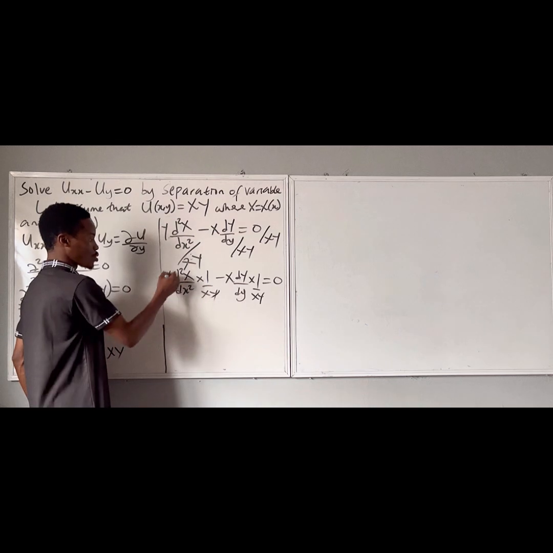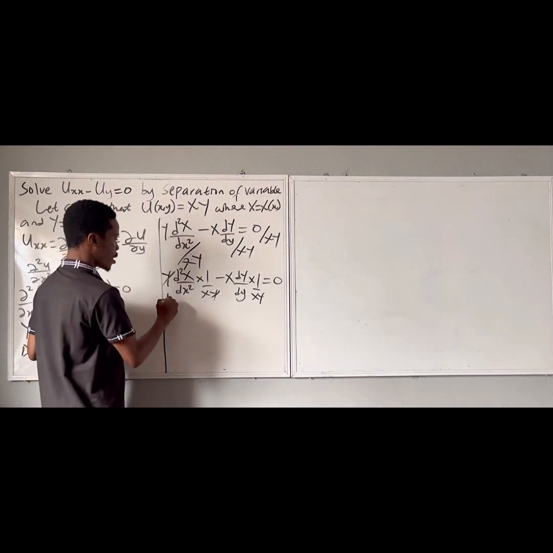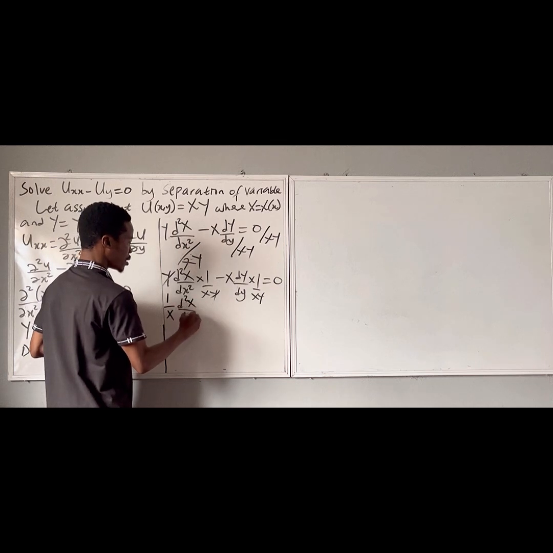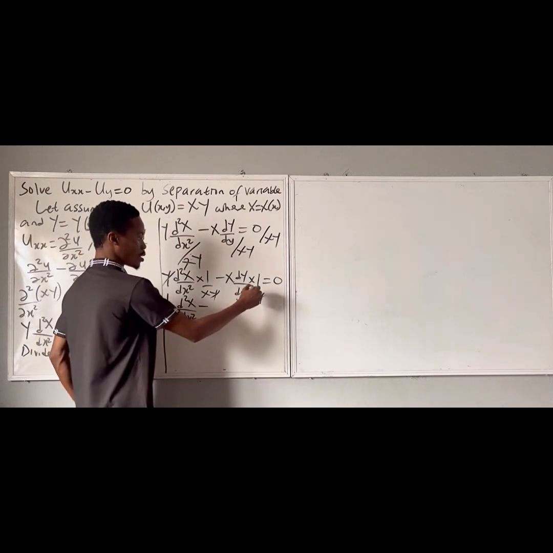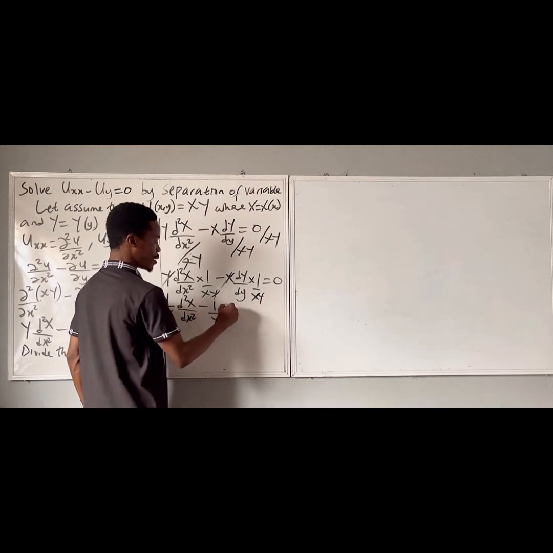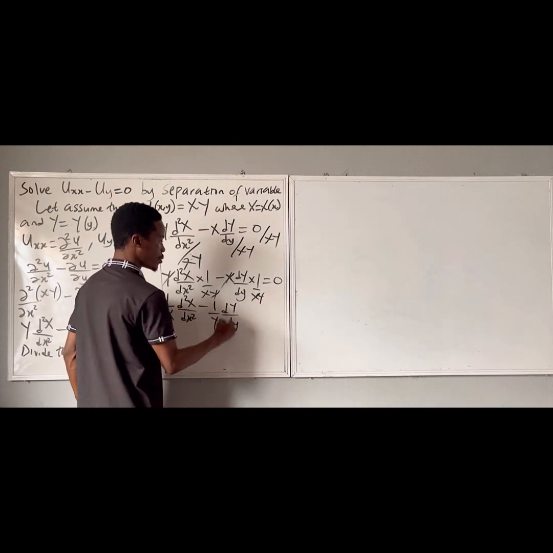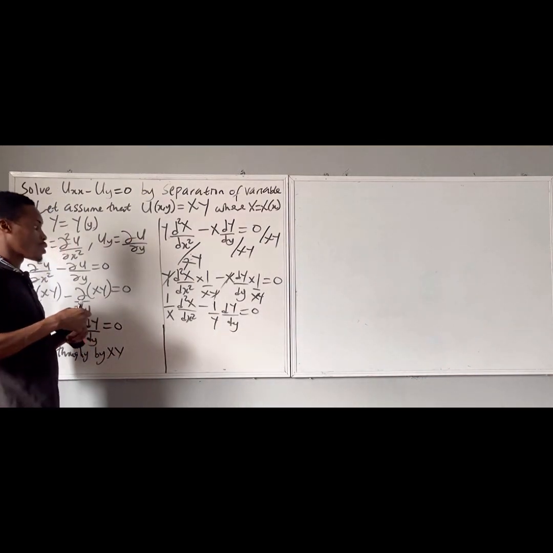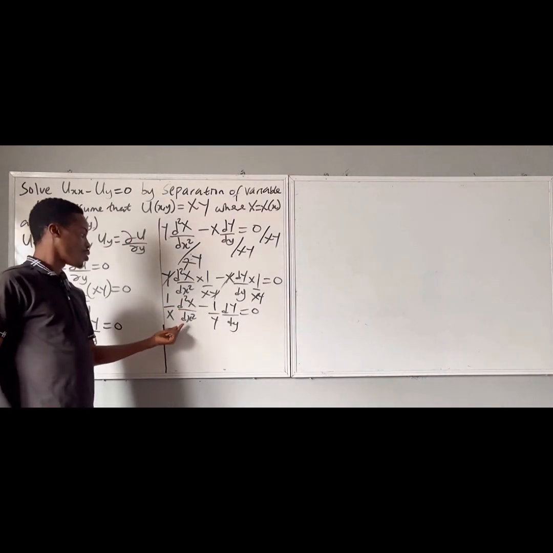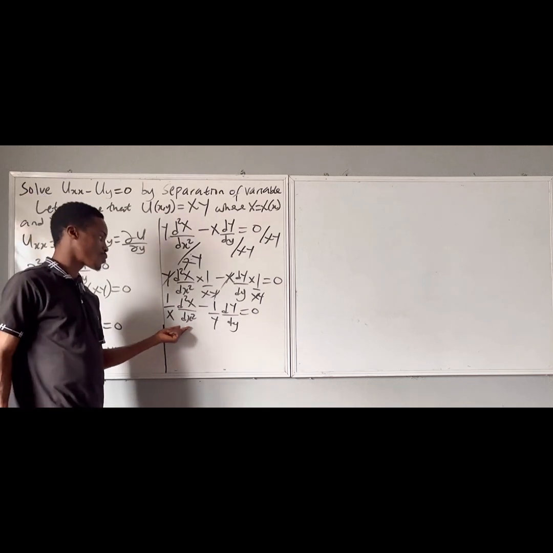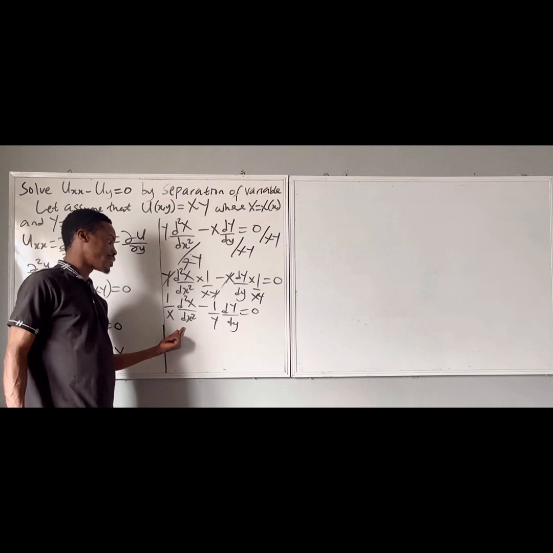So why we cancel this, I'm going to have 1 all over x, d square x all over dx square, minus, x will cancel, I'm going to have minus 1 all over y, dy all over dy, then it's equal to 0. So you can see that this is a second order partial differential equation. So I cannot integrate this.